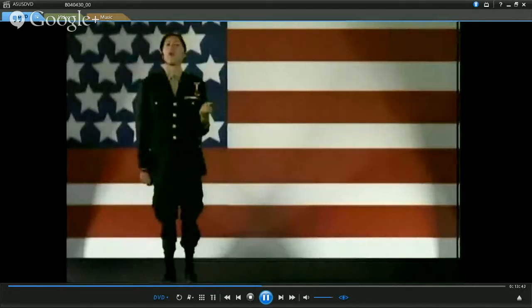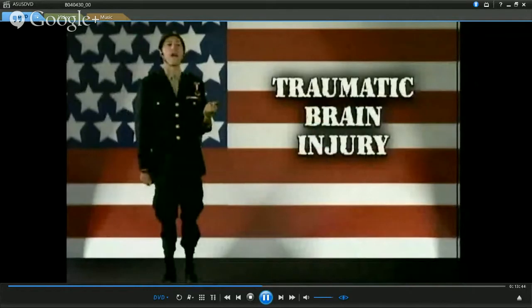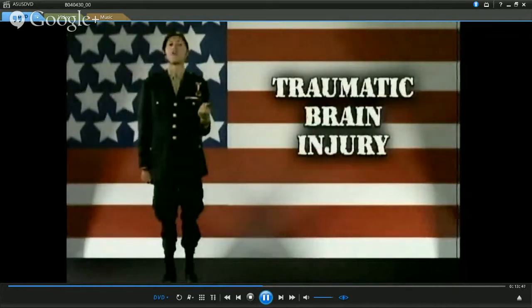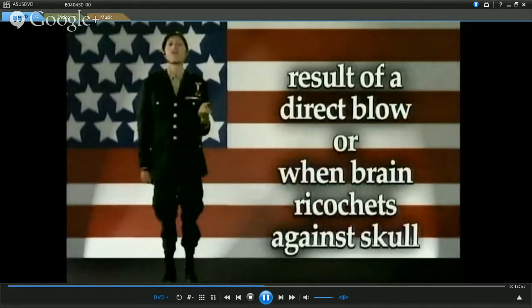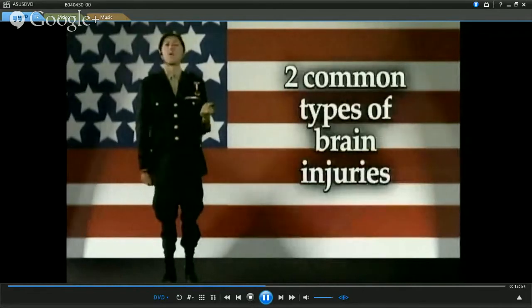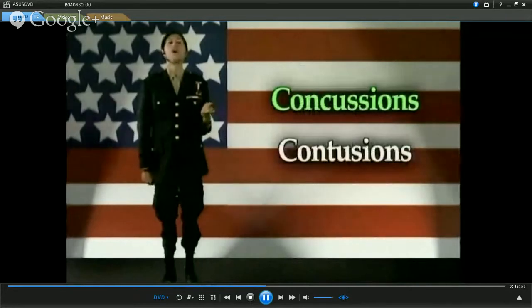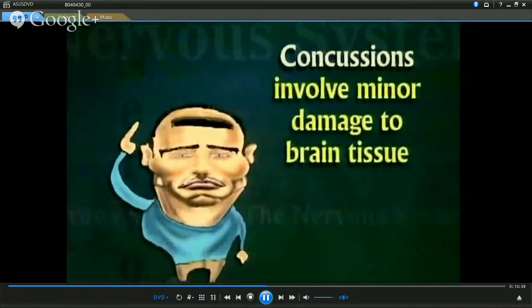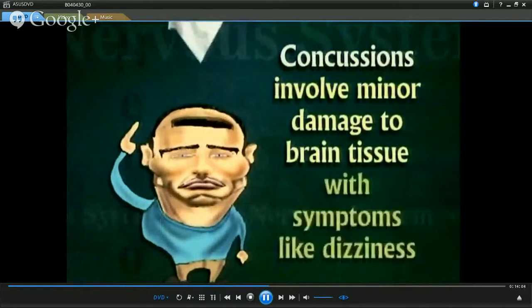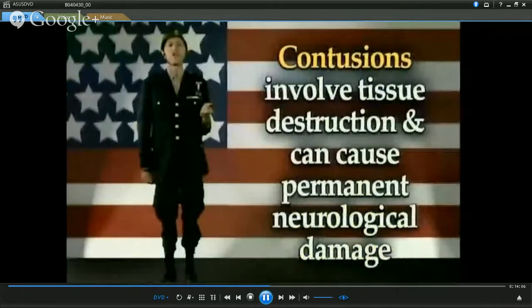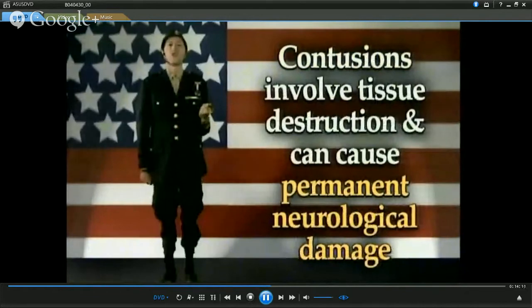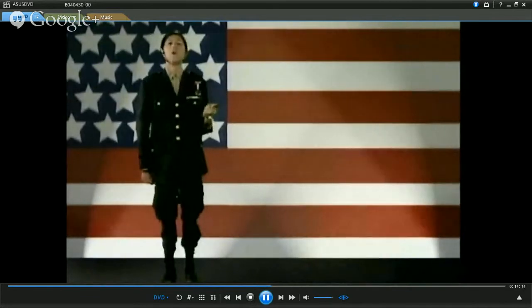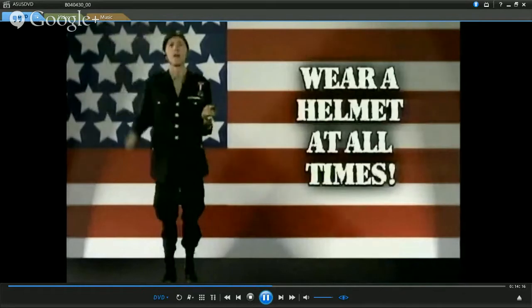Even the bravest of soldiers fear a traumatic brain injury. These horrible injuries are the result of a direct blow or when the brain ricochets against the skull. There are two common types of brain injuries: concussion and contusion. Concussions involve minor damage to brain tissue that doesn't result in permanent damage, but can cause dizziness. Contusions involve tissue destruction and can cause permanent neurological damage. So let this be a lesson: wear your Army helmet at all times.